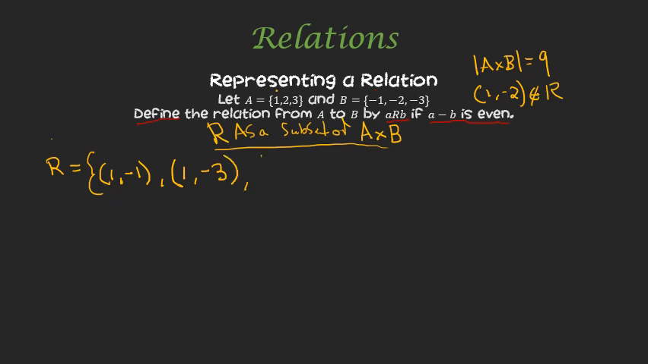All right, let's move on to 2. 2 minus -1 is 3, that's odd, so that's not in there. 2 minus -2 is 4, so 2 and -2 are in there. And then we need 2 and -3. 2 minus -3 is 5. That's odd, so those two aren't related to each other. And then finally with 3, 3 minus -1 is 4, so 3 and -1 are related. 3 minus -2 is 5. That's odd, so 3 and -2 are not related, and then 3 and -3 are.